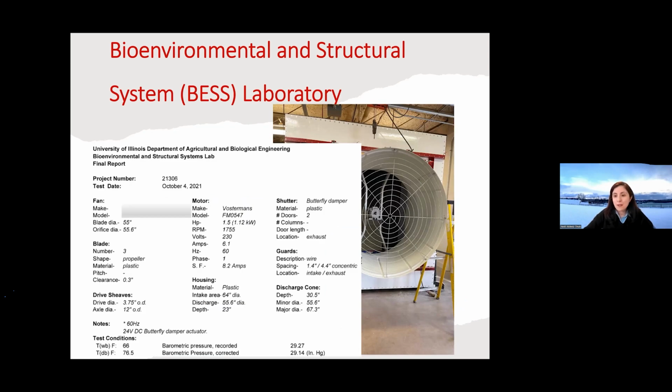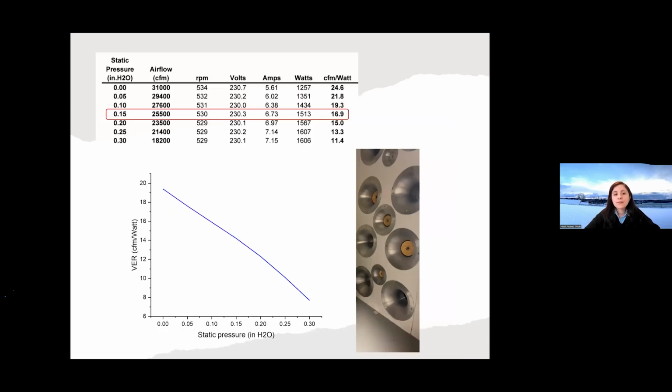Something like this will come up. There will be a long list of fans, and you will be able to choose the model number and the brand name you want, and then reach this information table. On this table, we see this is a 55-inch fan, and the housing material is plastic. They enter some basic information here, like the test date. But more important than that, they will provide you this table, where we see the static pressure versus airflow rate and the ventilation efficiency, which is CFM per watt.